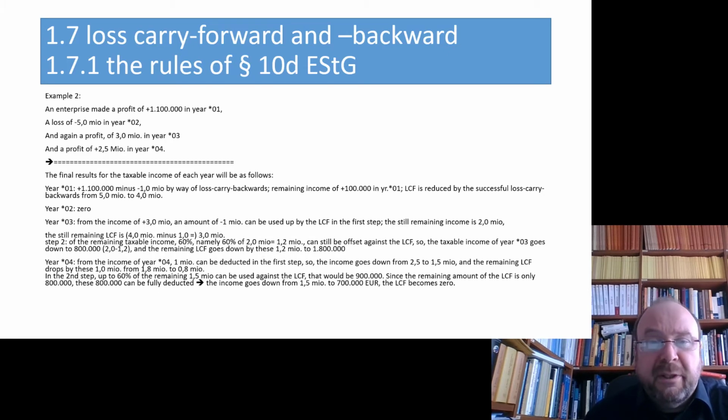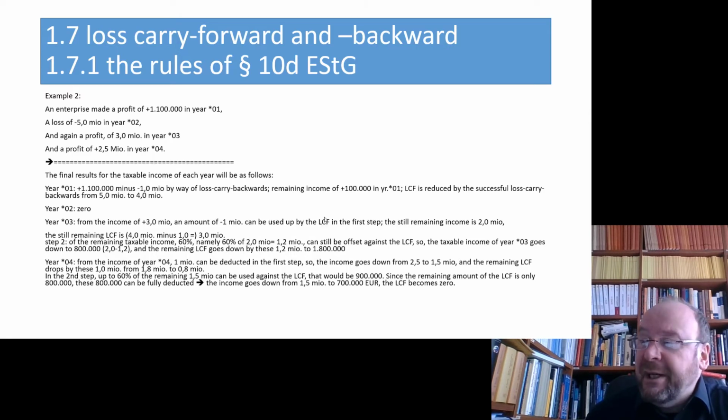In the second step, we calculate again the limit for step 2. Up to 60% of the remaining income can be used for the loss carry forward. 60% of 1.5 million, which are left over still, is 900,000. Now let's have a look at the loss carry forward. We only have unused losses of 800,000, so the 800,000 are fully within the limit. They can be fully deducted. The income goes down from 1.5 million by these 800,000 to 700,000 taxable income, and the loss carry forward is completely used up and is now 0.